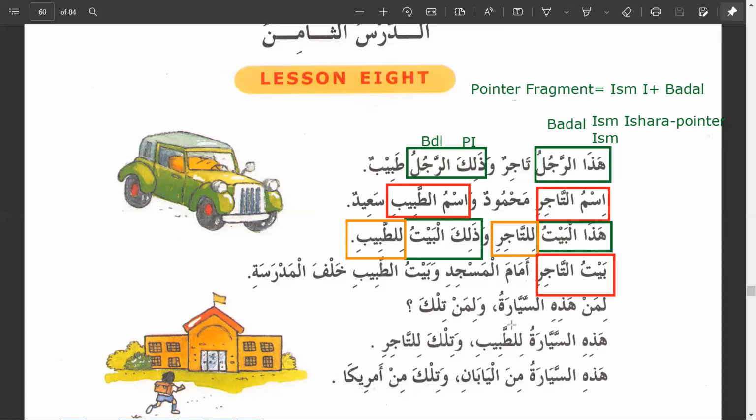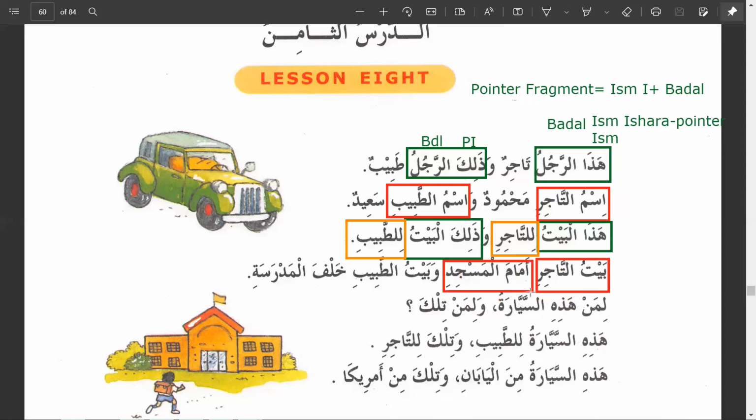What about amam al masjidi? Amama means in front, and this is a special mudaf. Amama, khalfa, fauqa, tahta. These are special mudaf. So that one would be, again, idafa. Yeah, look at the construction. This is baitu tajari, the merchant's house, amam al masjidi, in front of masjid.